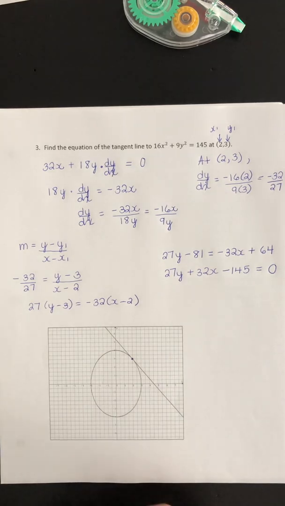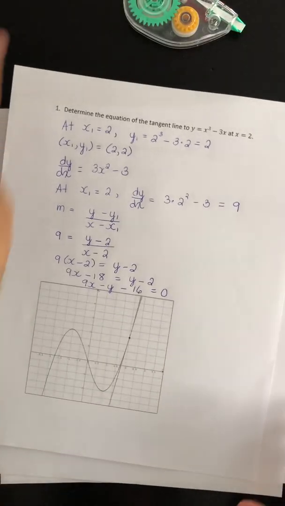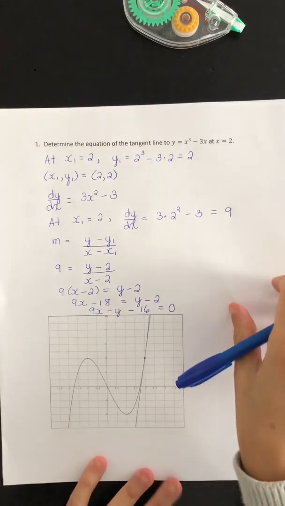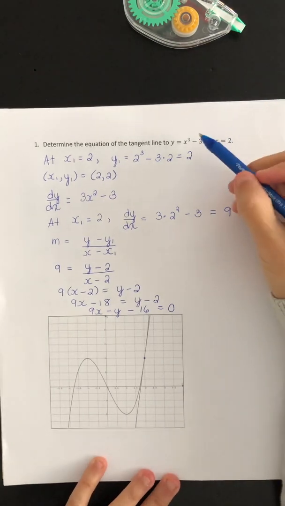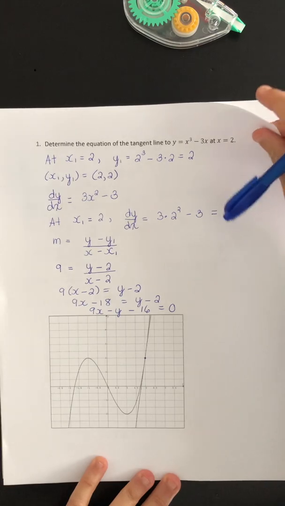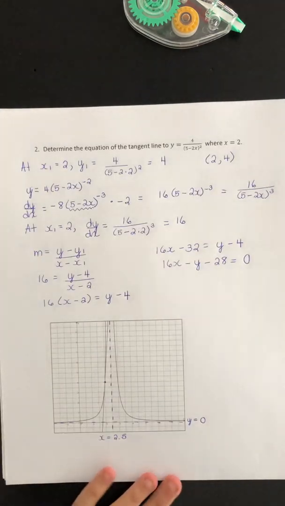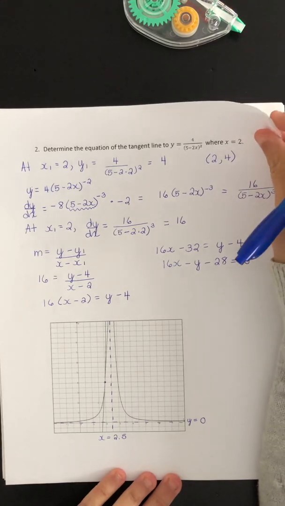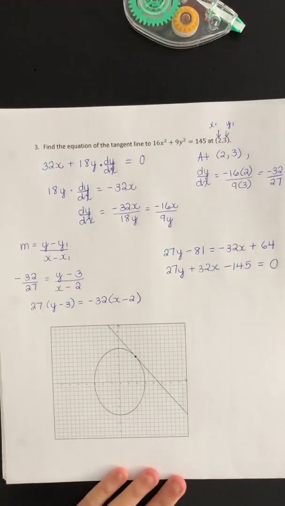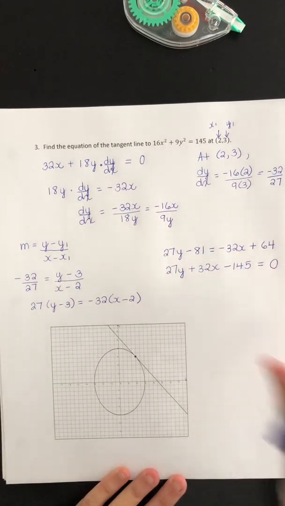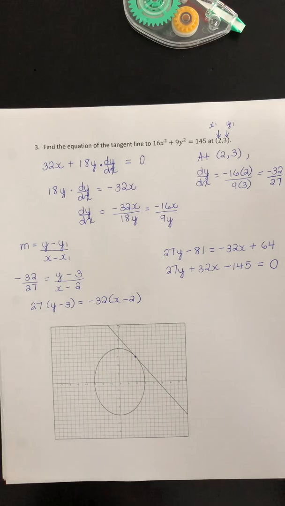Okay, so looking back, we did 3 examples where we found the equation of the tangent line, one where we took the derivative of a polynomial, one where the derivative required us to use a chain rule, and one where we found the derivative implicitly.